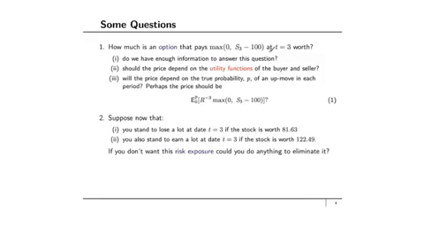That's not clear. Another question is, should the price of the option depend on the utility functions of the buyer and seller? I'll discuss what I mean by utility function in a moment, but loosely speaking, I'm referring to how much value a buyer and seller might get from that security. Will the price depend on the true probability P of an up move in each period? Perhaps the price should be equal to this quantity here.